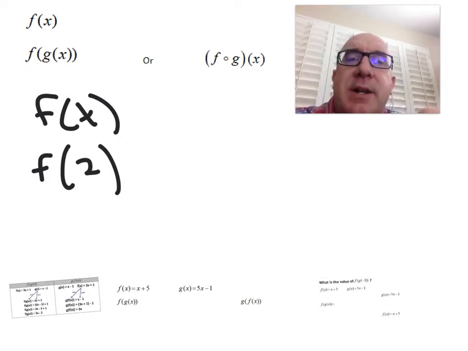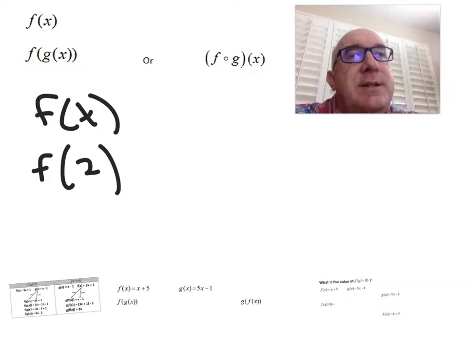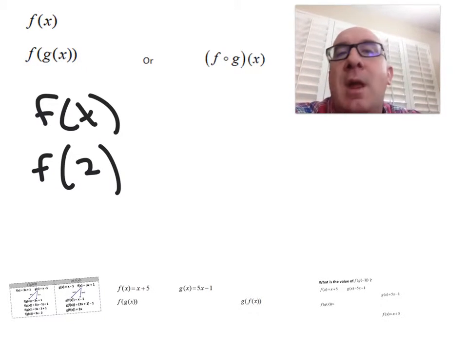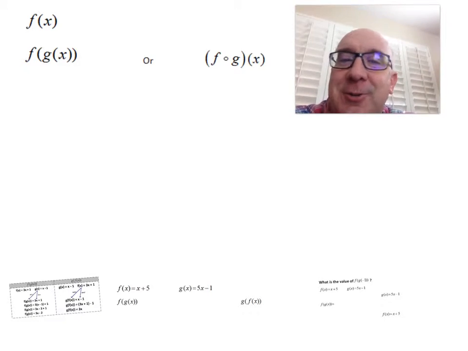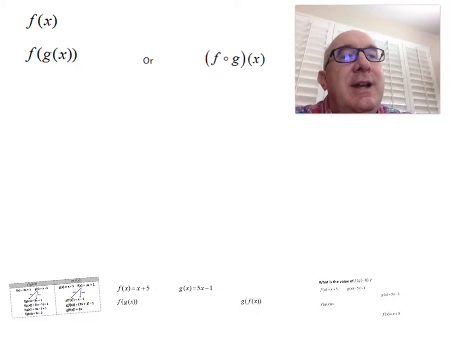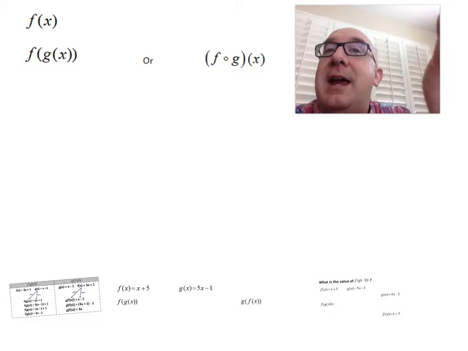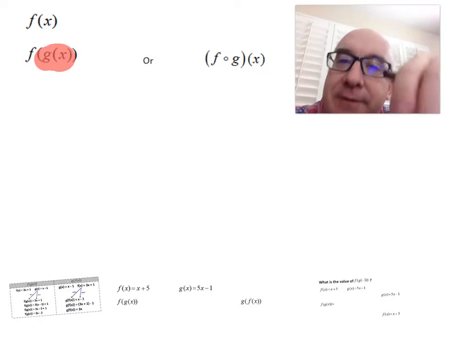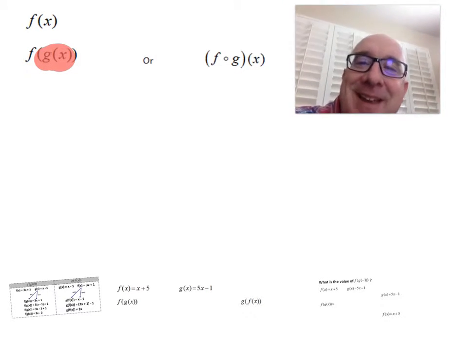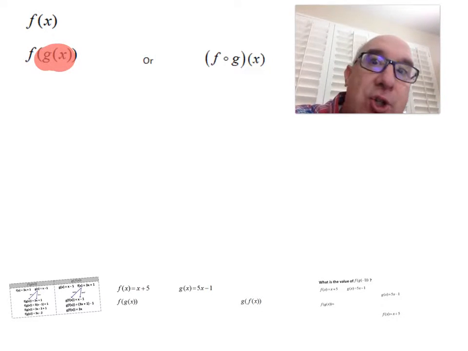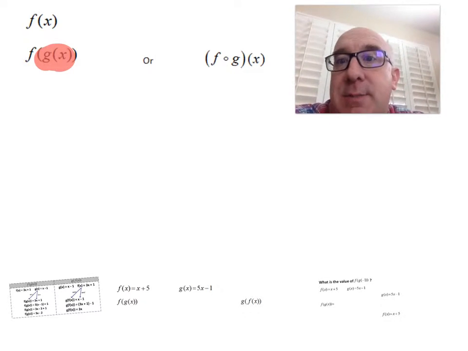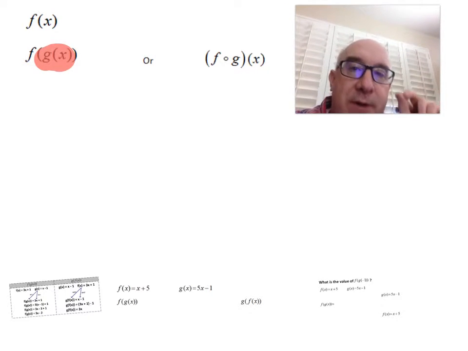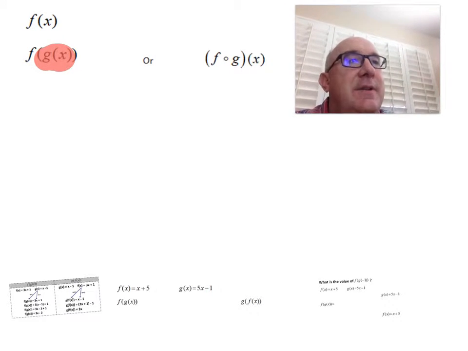So what a composite function is, instead of plugging in a number like 2, what you end up plugging in is something like this. In other words, you plug another function into a function. So instead of plugging a number like 2 in, you're going to plug something like x plus 3 or x squared minus 5. You put one function inside of another.